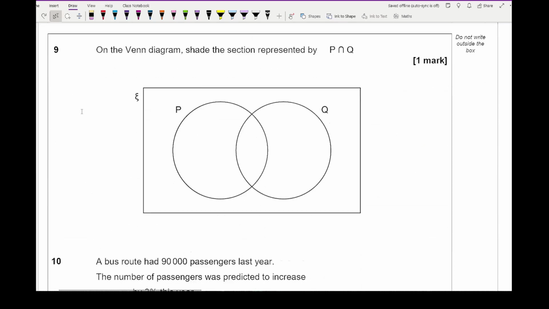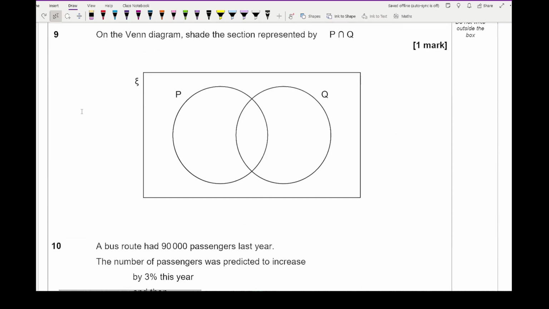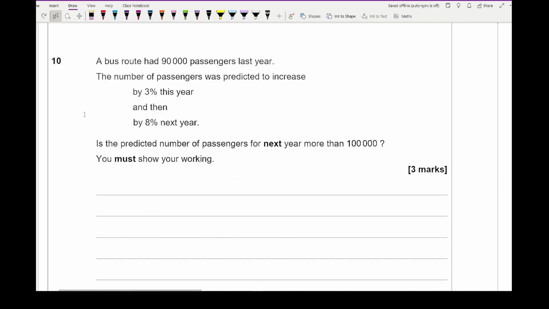Moving on to question 9, it says on the Venn diagram, shade the section represented by P and Q. So P and Q is going to be this middle section, like so.